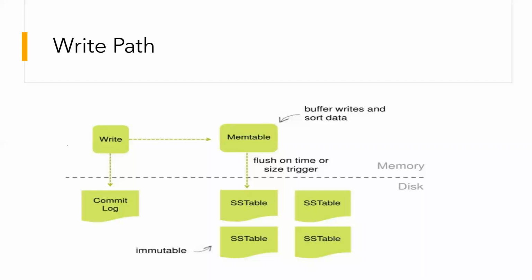So the flush of mem tables to the disk happens on two factors mainly. One is the time, the other one is the size. The time can be bound to, okay, after a certain period of time I need to flush this data, based on your configuration. Or if your commit log or mem table size grows heavily, you may flush that data as well to your SS table.